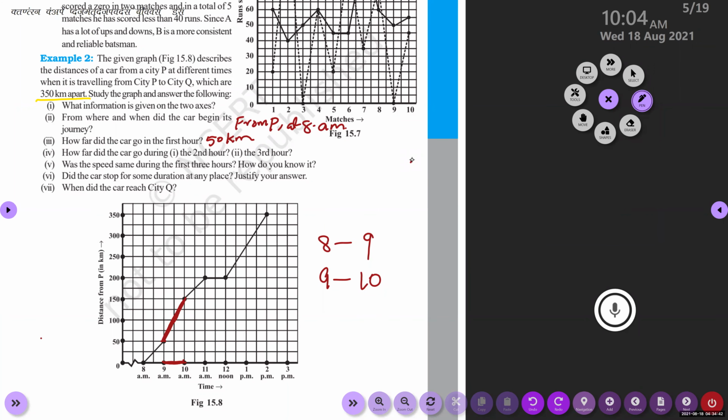Look at the figure. At 9 a.m., how much distance had it covered? It already covered 50 kilometers, isn't it? From 8 a.m. to 9 a.m. it covered 50 kilometers. Now from 9 to 10 a.m.